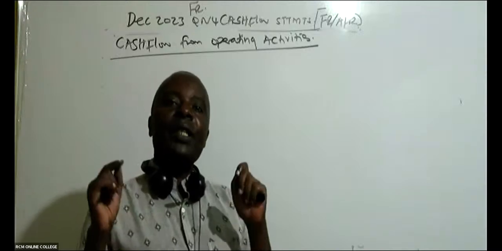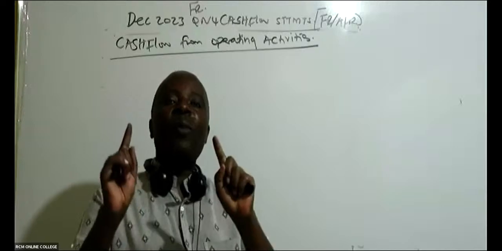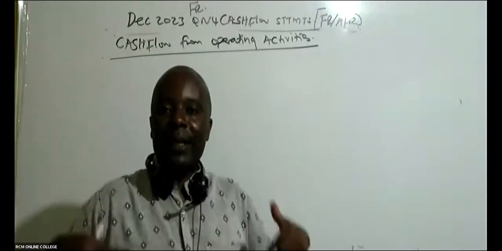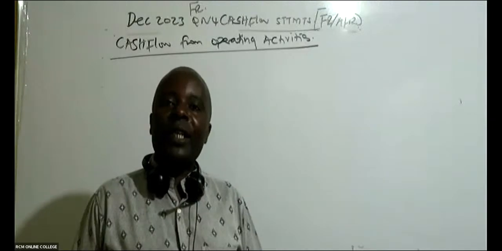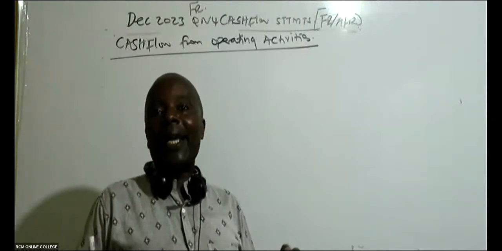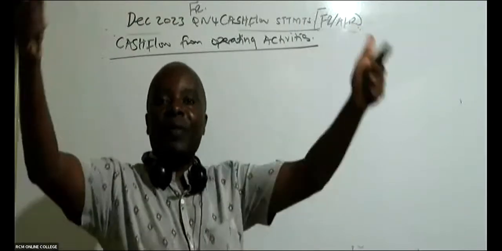Then we have cash flows coming from investing activities. We invest; we've bought shares, for example, of other companies, so we get the dividends. We are going to buy assets like property, plant, and equipment. We are going to buy intangible assets. So we are investing for our longevity.